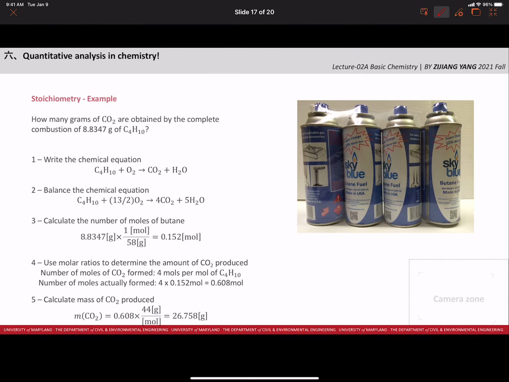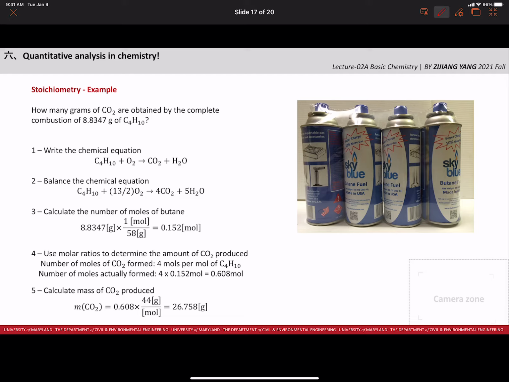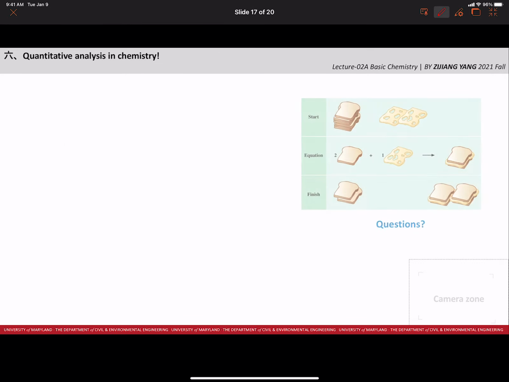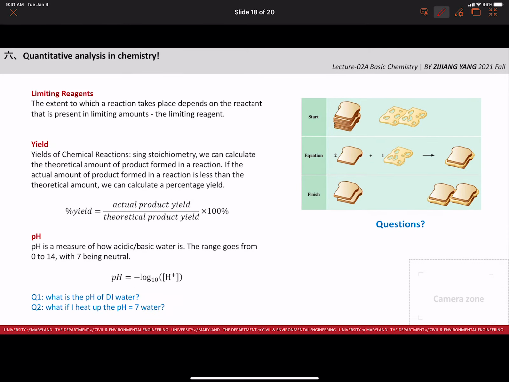And here is an example. Because of time, I will go through this example by recording a video and uploading it on Canvas, so it shows the calculation. And finally, I would talk about three concepts: the limiting reagent, yield, and pH.